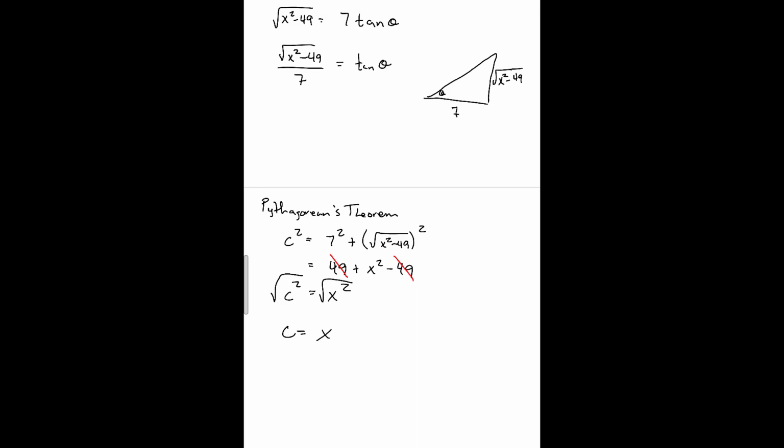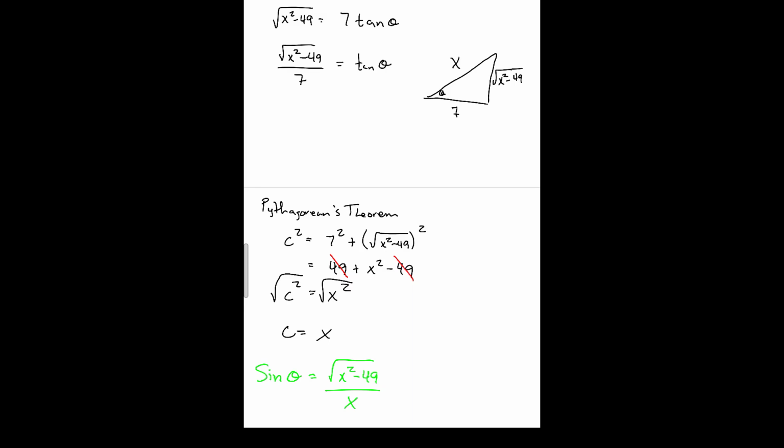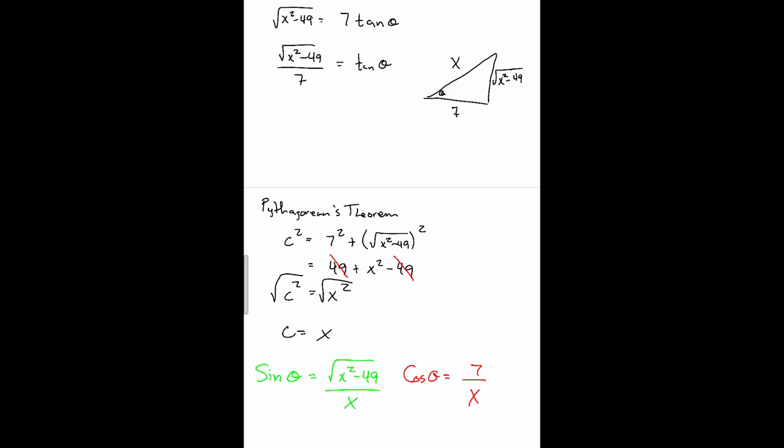All right, so let's go back up to our triangle and label the hypotenuse x. So now let's figure out what the sine and cosine values are. I'm going to write this in different colors. Your sine of theta, remember, is your opposite over hypotenuse. So this would be the square root of x squared minus 49, divided by x. Okay, there's your sine value. And your cosine value is your adjacent over your hypotenuse. So our adjacent side from our triangle would be 7, and your hypotenuse would be x. And these would be your final answers.